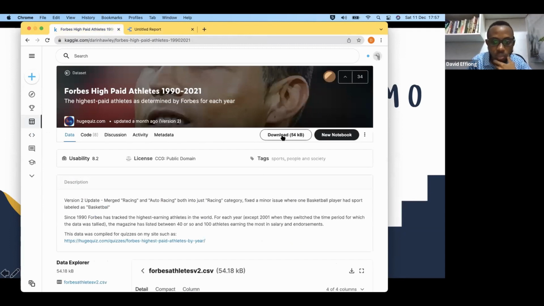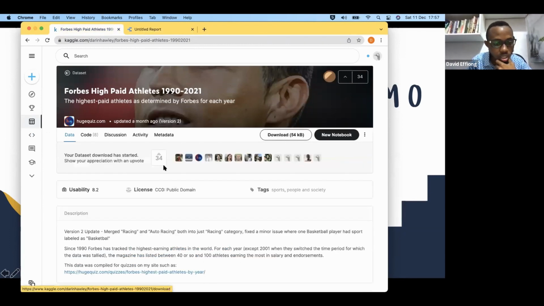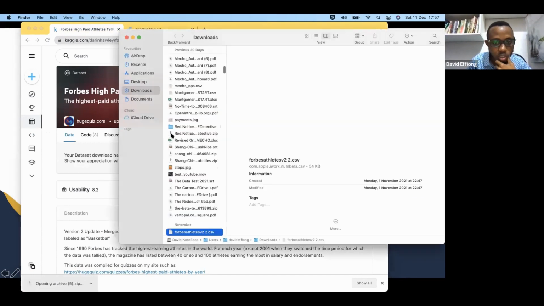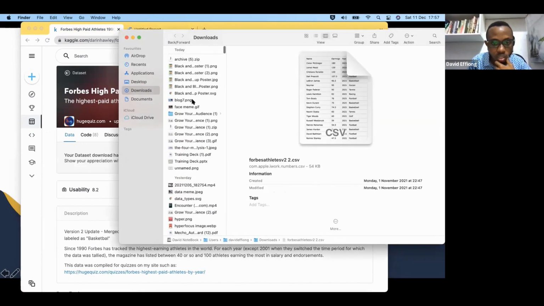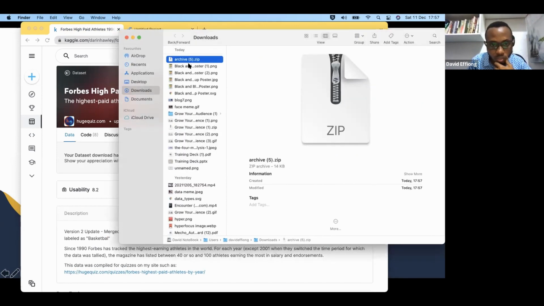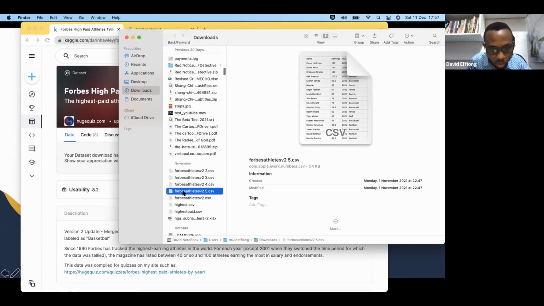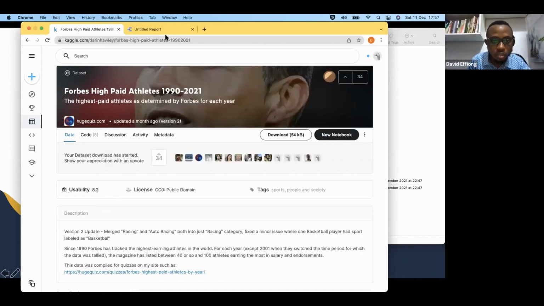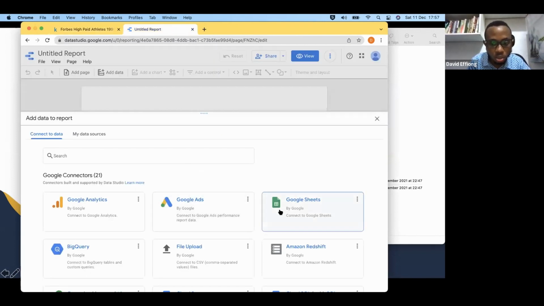I've not downloaded the data set, so let me download it. Okay, why is there a zip file? So I'm just going to call it Forbes test CSV. So I've saved the file. I'm going to go back to Google Data Studio and import the file.